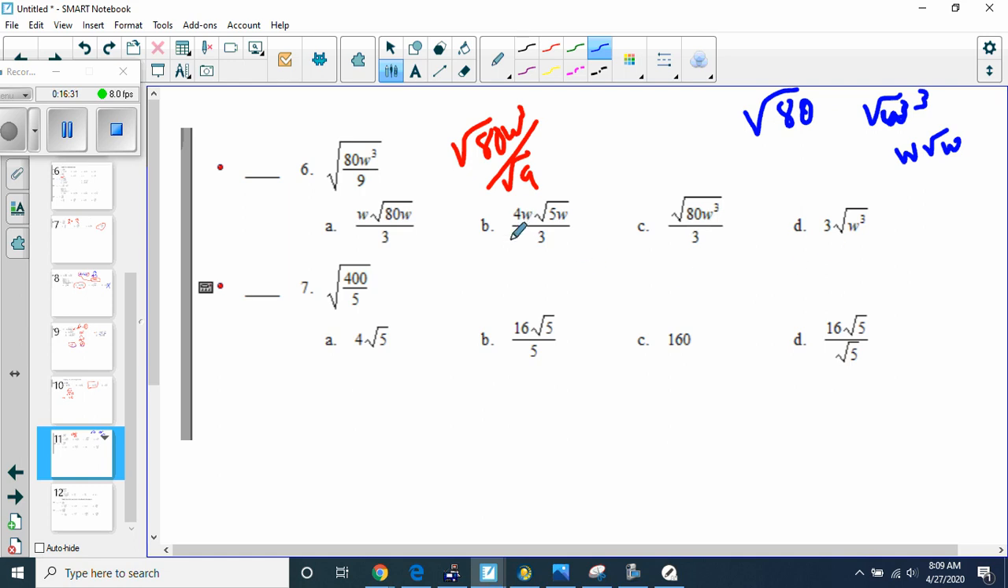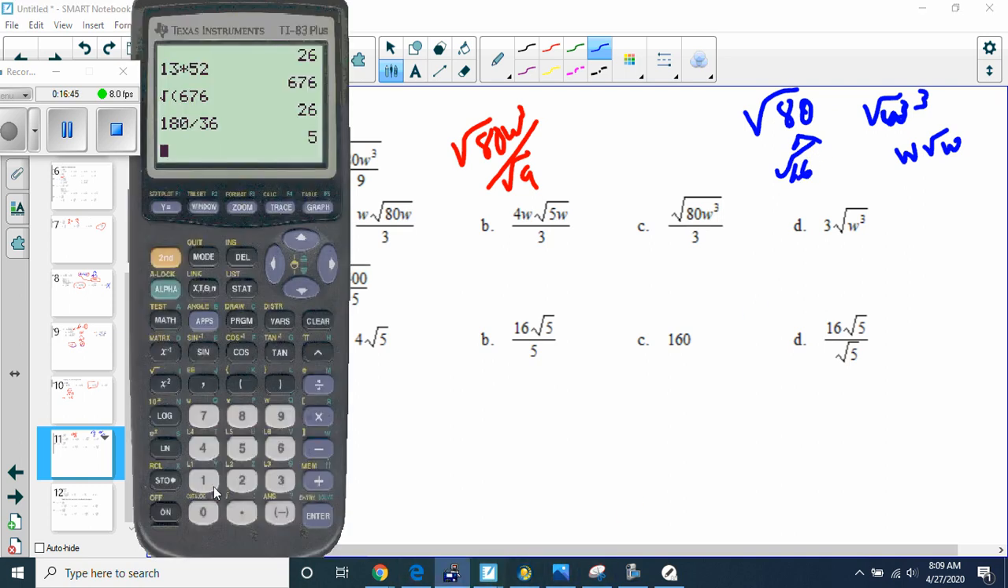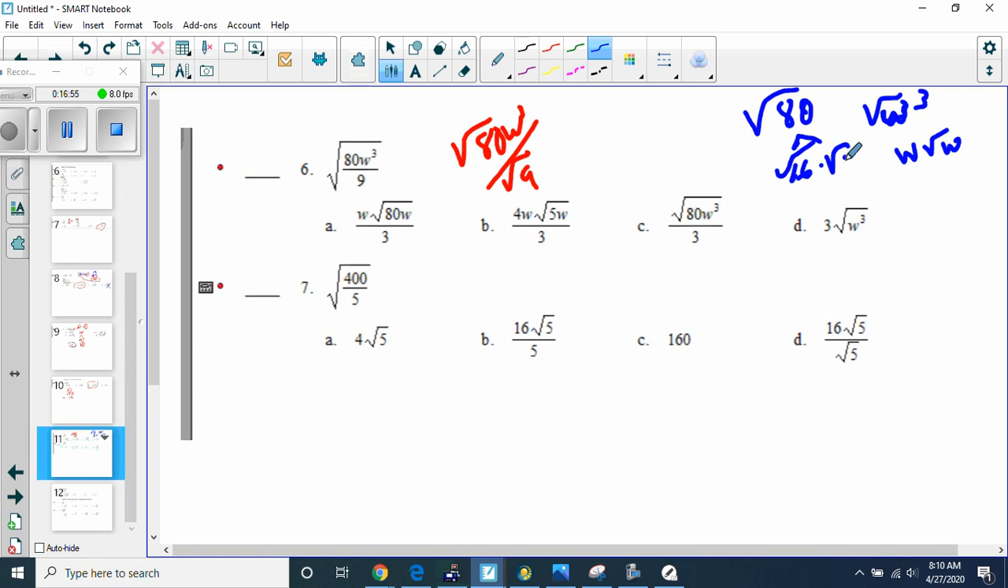So it's either A or B. But now I got to deal with this 80 here. 80 is, well, 4 goes into it 20 times, but I think 16 goes into it too. 16 goes into 80 five times. So this is really times square root of 5. Okay, so this turns into 4 radical 5.